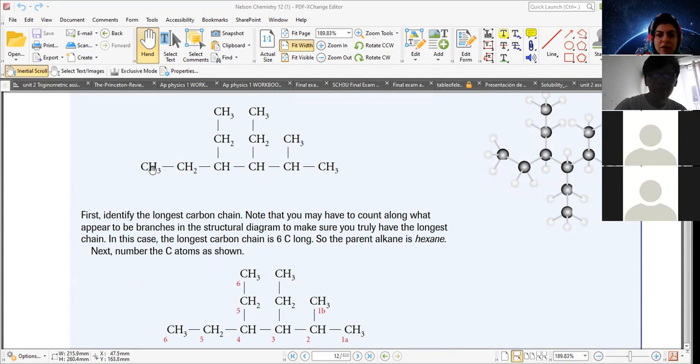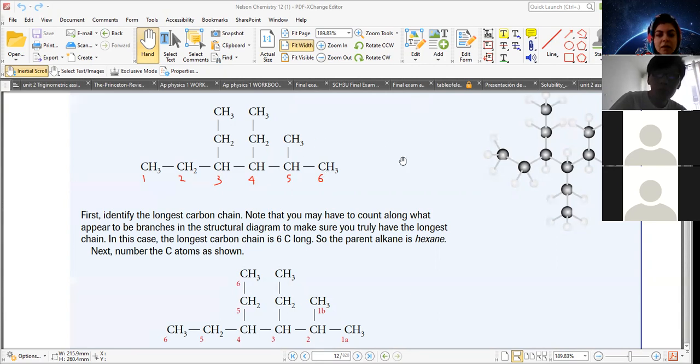Let's see if I have more. 1, 2, 3, 4, 5, 6. If I start here and end here, it's 6. This is probably going to be the longest. Again, this is 6, starting here and ending here. Again, 6. That means 6 is my longest, true? So I decide this one to be 1, 2, 3, 4, 5, 6. This is my main chain.